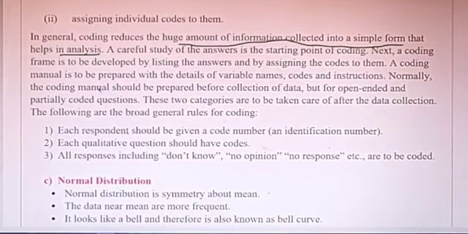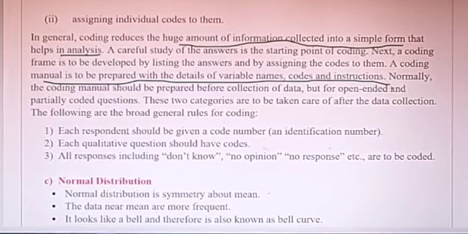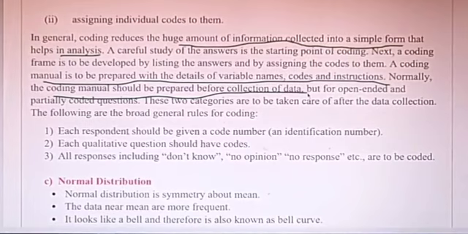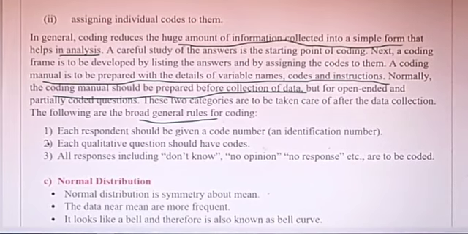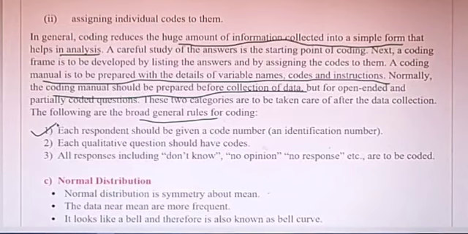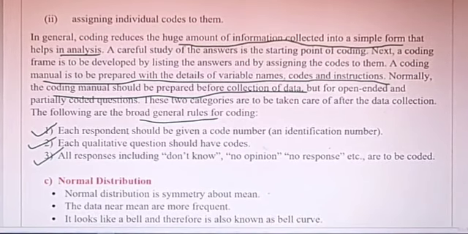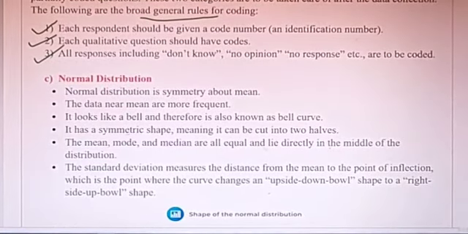Basically a coding manual should be prepared with all the details of the variables, codes and instructions, and normally the coding manual should be prepared before the collection of data. Some basic rules of coding should be followed while doing coding. So this point also you can mention, these 3 points. Each respondent should be given a code number, and each qualitative question should have codes, and all responses including don't know, no opinion, no response, all these should be properly coded.